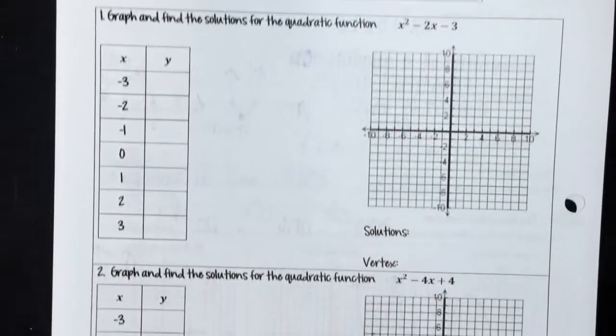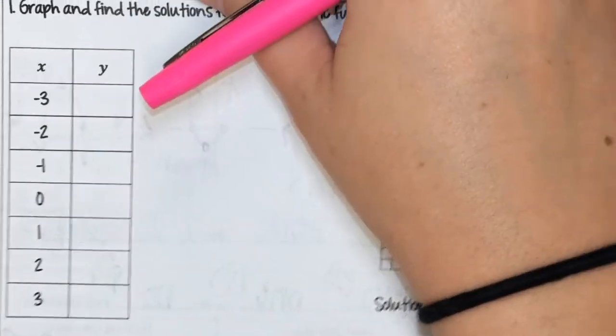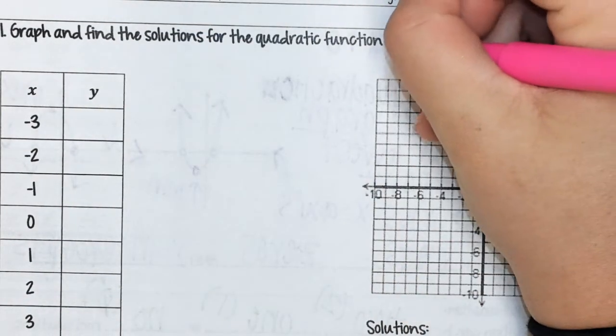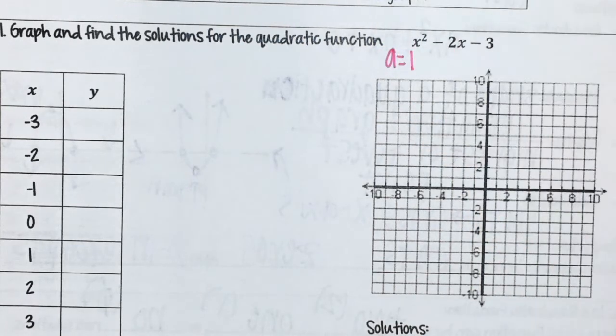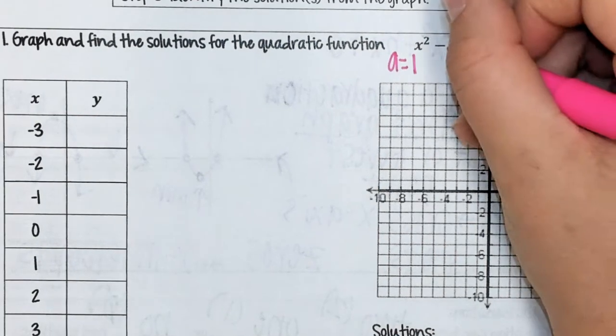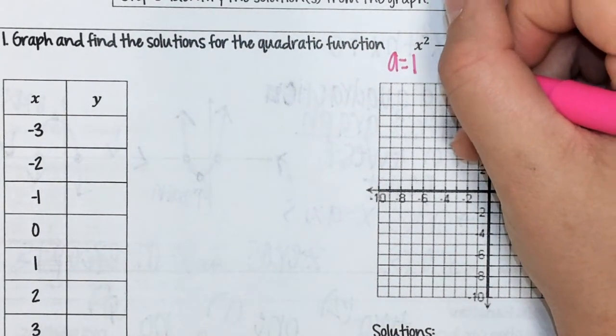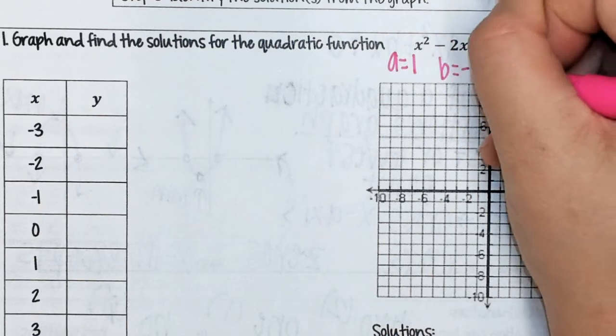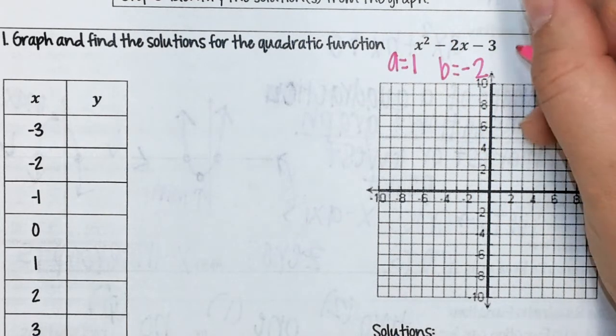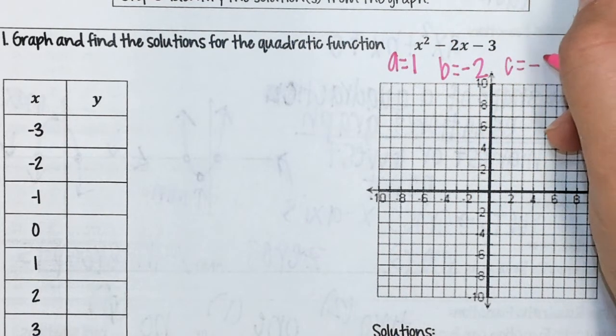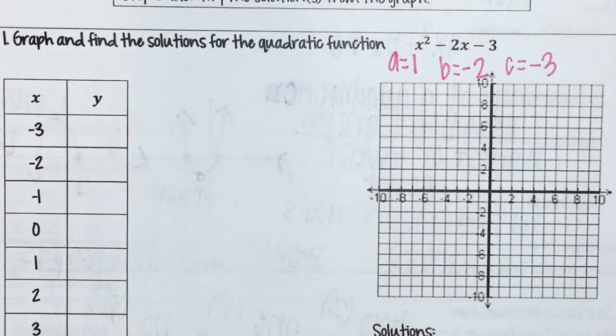So looking at example number 1, A is 1. B is -2. And C is what? -3. Good job. Step 1: we identified A, B, and C.